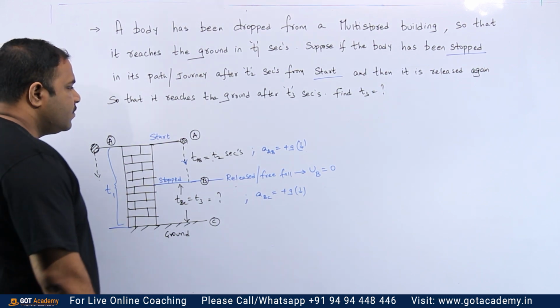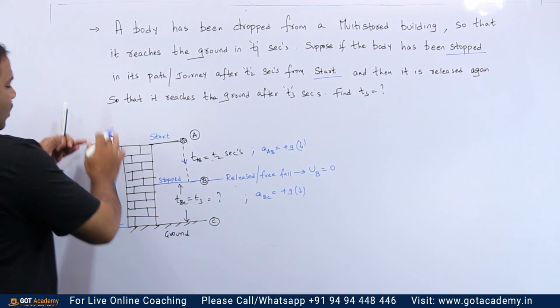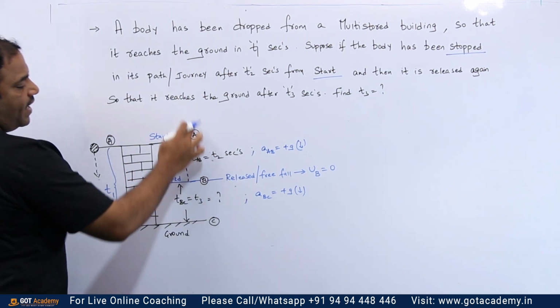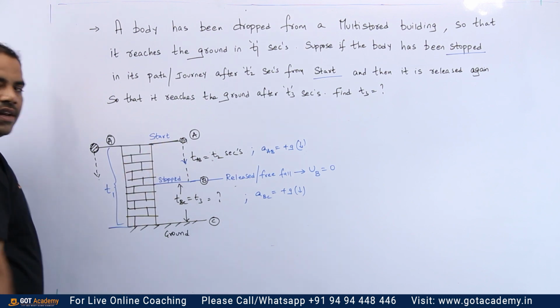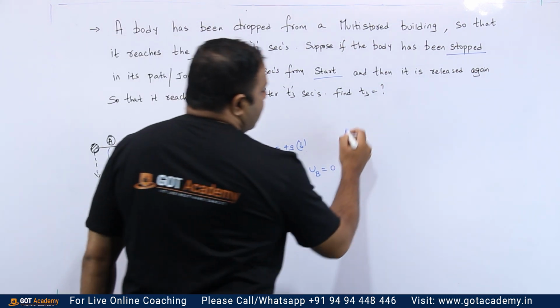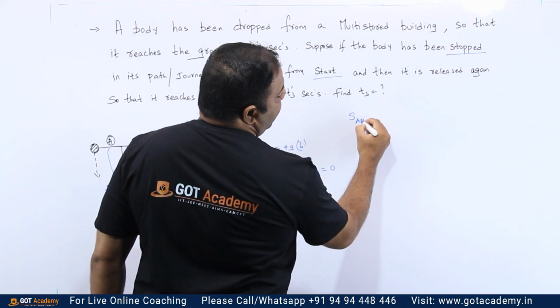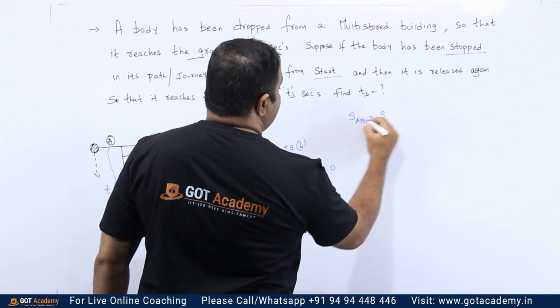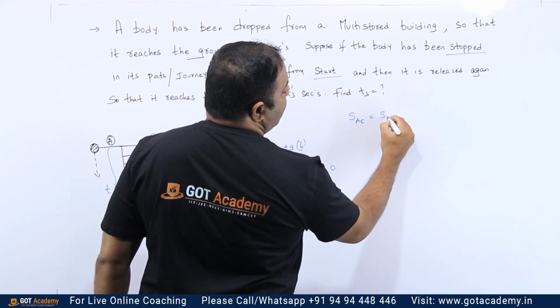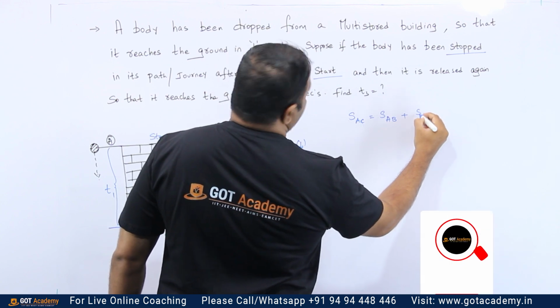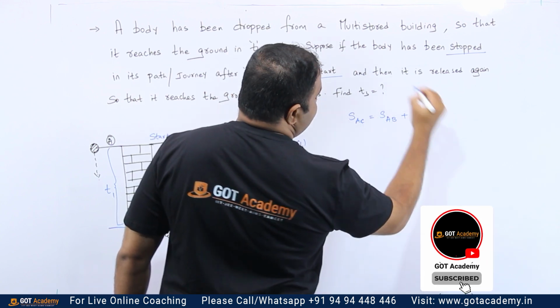Look, we know that the total distance from A to C can be taken as A to B and B to C. Like that I can take. The total distance from A to C can be written as A to B plus B to C. This is the way I could write.